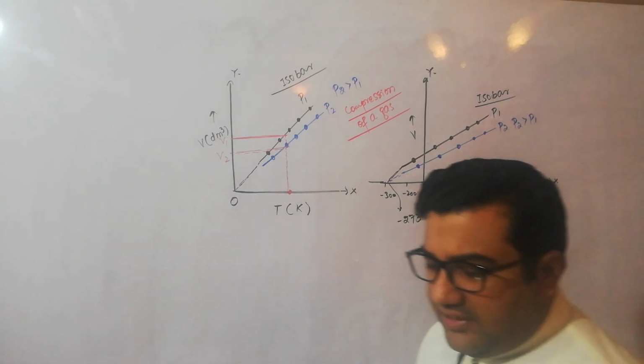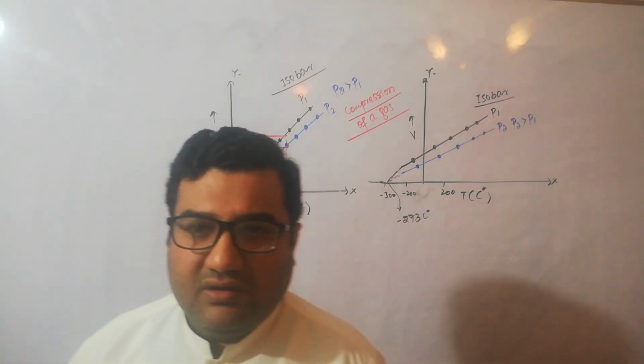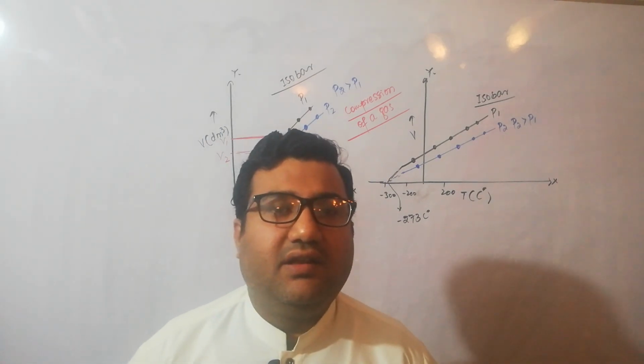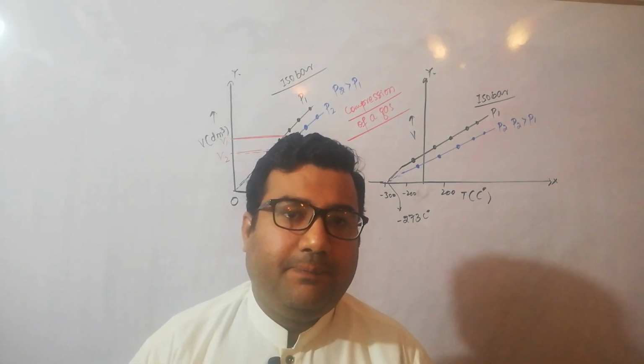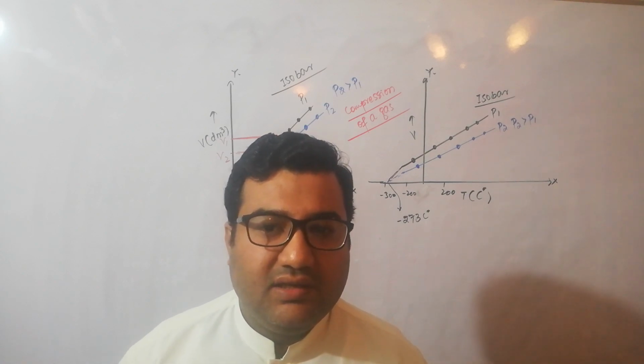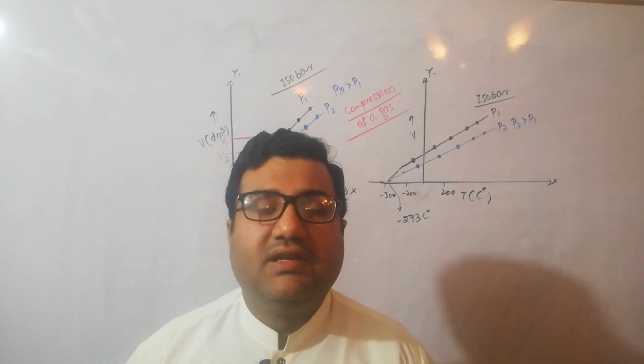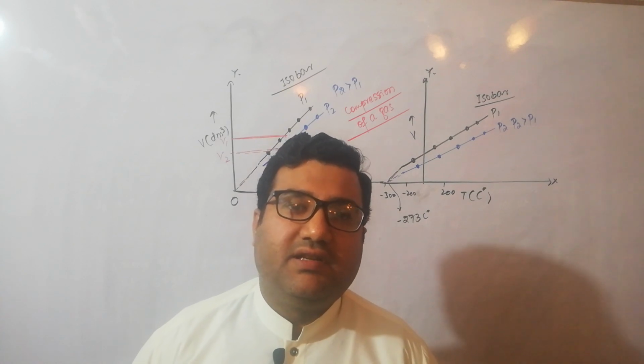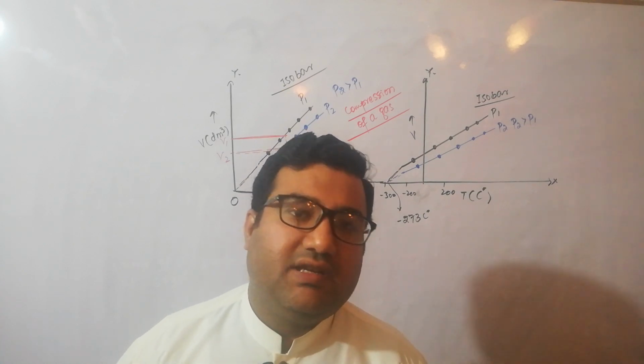Now, there are some daily life applications of Charles law. Like you can see that in very cold weather, the helium balloons or other balloons shrink. Why? Because the temperature of the surroundings decreases, due to which the volume of the gas also decreases.